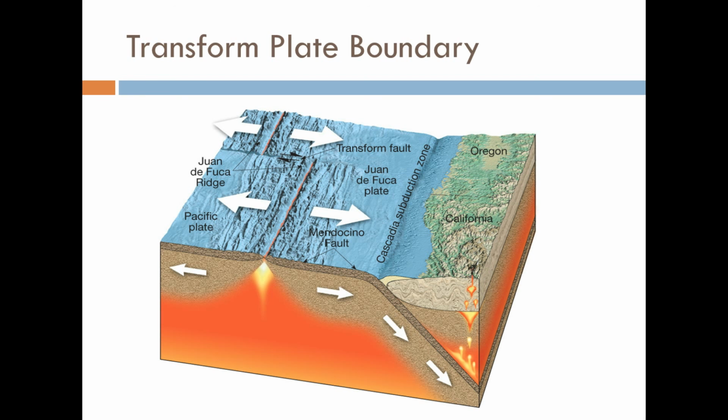Our last type of plate boundary, the transform boundary, happens when two plates rub up against each other.